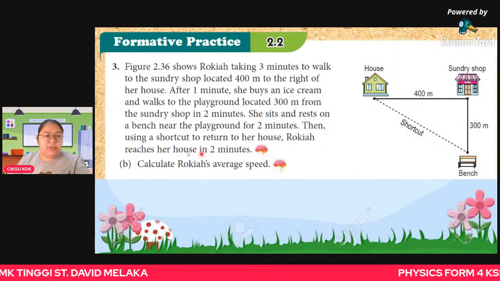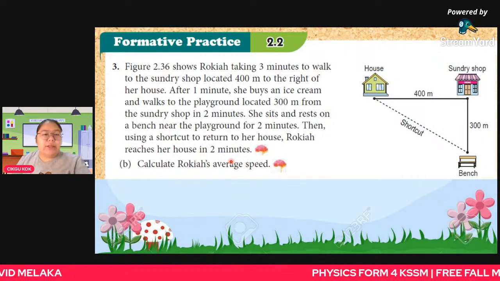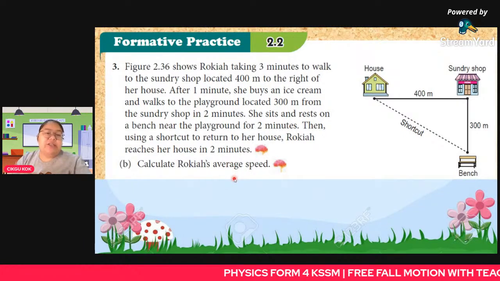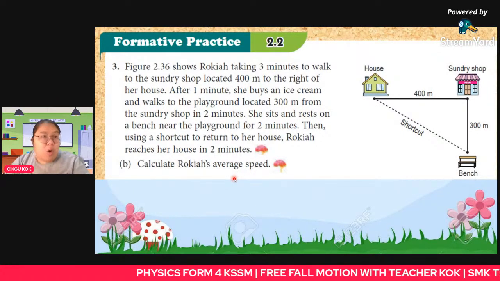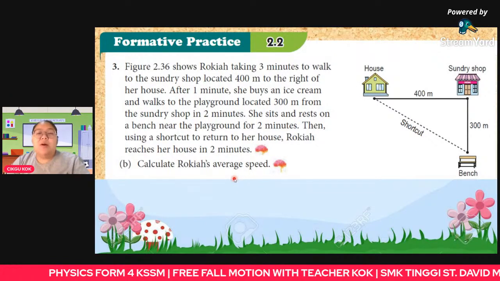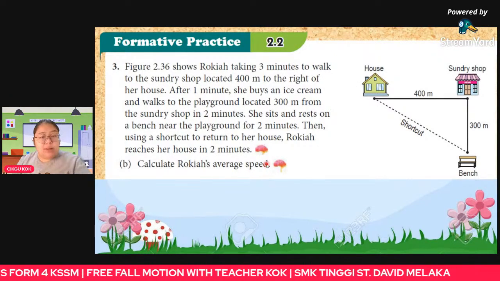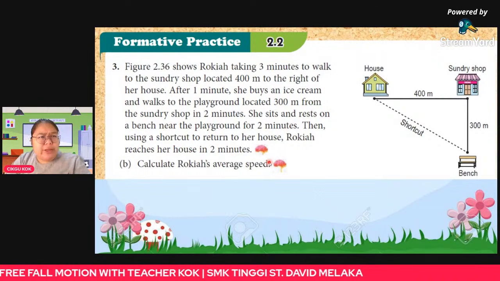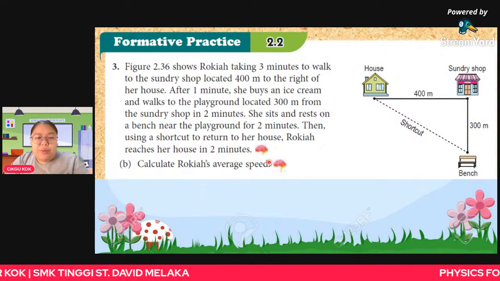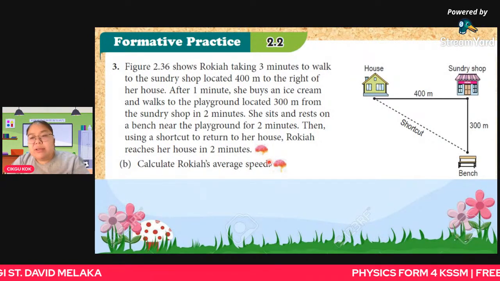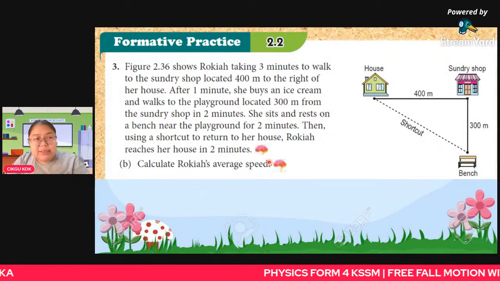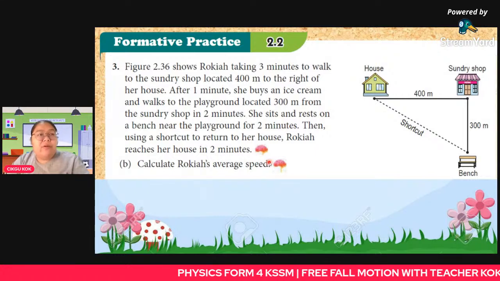Part B is this one. Okay, continue. Calculate the rocket's average speed, the overall average speed. Important is the speed. Speed means we don't care about direction. Speed means overall, so from here you need to find the overall distance over the overall time.